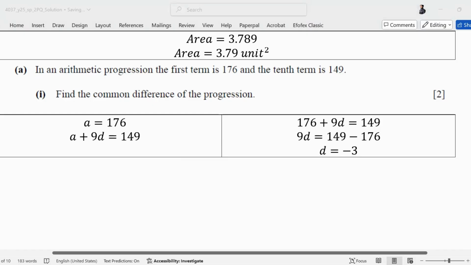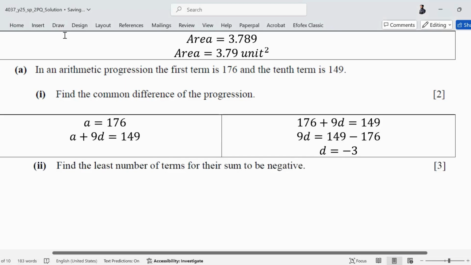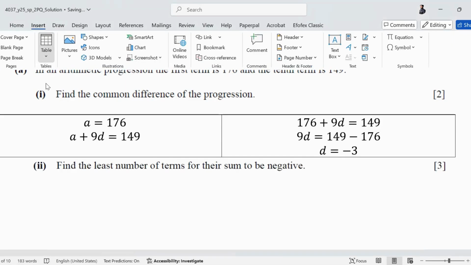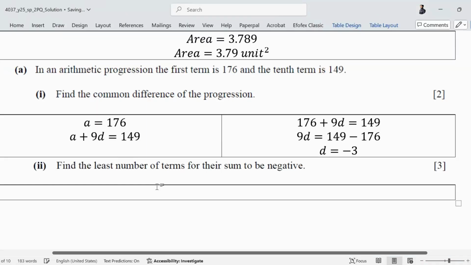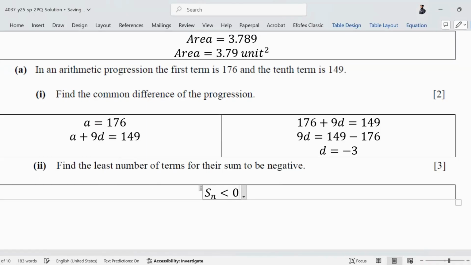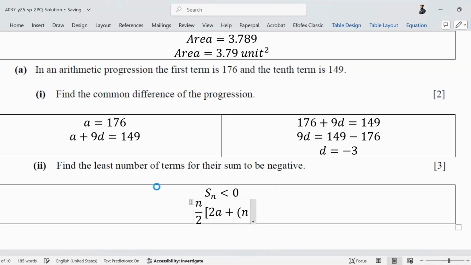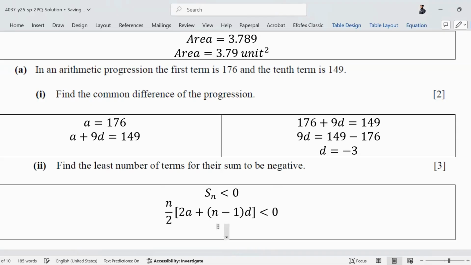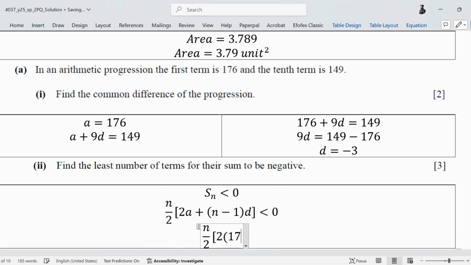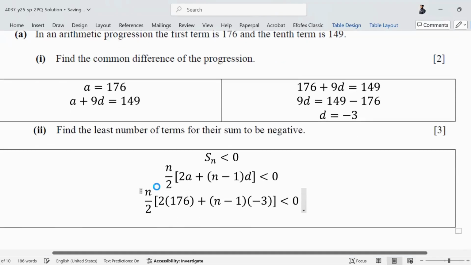Moving on to the second part. The question is asking: find the least number of terms for their sum to be negative. Now, in order for the sum to be negative, I need the sum of n terms to be less than 0. Sum of n terms is n upon 2, 2a plus n minus 1 d. And I want this entire thing to be less than 0, which is negative. I do not know n. A is 176, plus n minus 1, d is negative 3. And I want the entire thing to be less than 0.